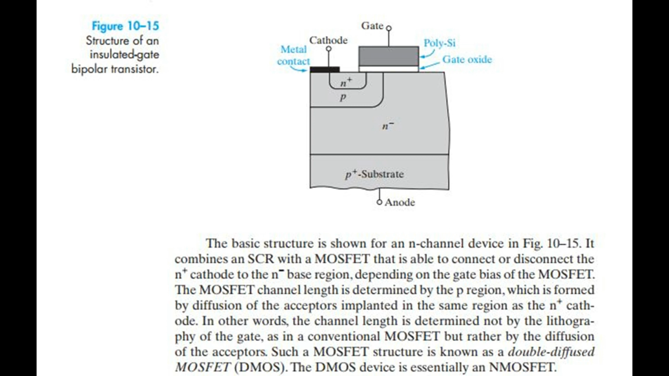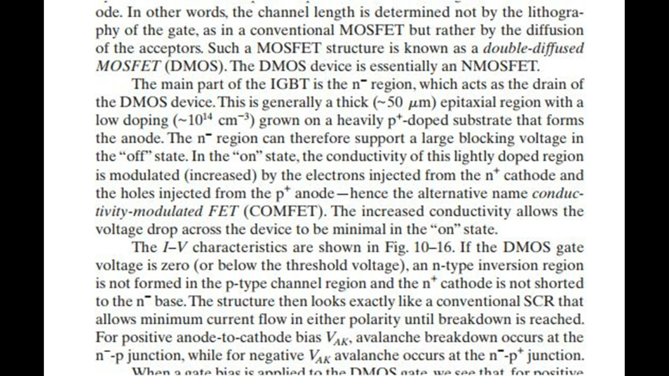In other words, the channel length is determined not by the lithography of the gate, as in a conventional MOSFET, but rather by the diffusion of the acceptors. Such a MOSFET structure is known as a double diffused MOSFET, DMOS. The DMOS device is essentially an N-channel MOSFET.